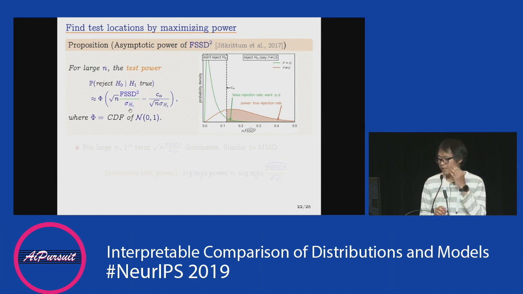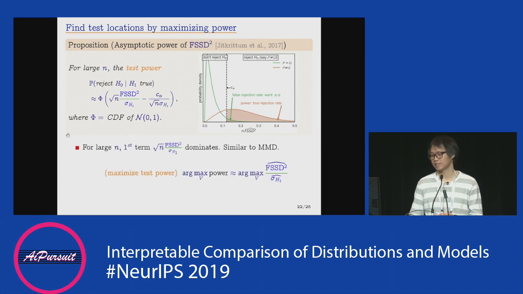And so we can actually find the test locations by maximizing this power expression. And we can follow the same line of reasoning, which is that for large n, the first term will dominate, right? Because it carries root n, and the second term carries 1 over root n. And so the first term dominates when n is large. So maximizing the power amounts to maximizing this ratio here.